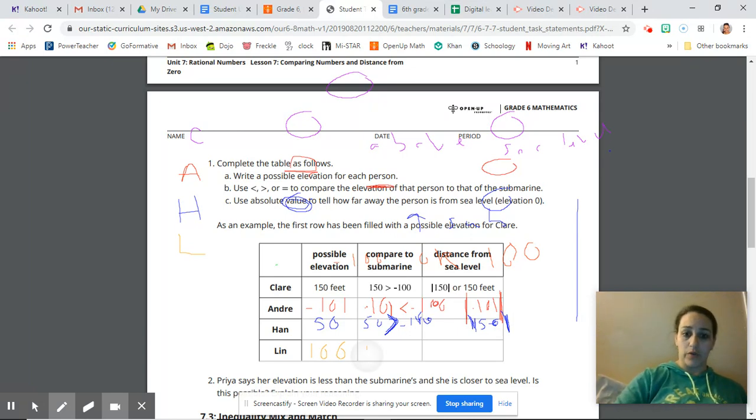Comparing to the submarine, well, if we say positive, then she would be greater. If we said negative, she'd be equal to, she'd be the same as, she'd be right there next to it. And anytime we're doing the distance, we're going to use absolute value signs. If I was writing on paper, I would make sure that I was inside the correct boxes.